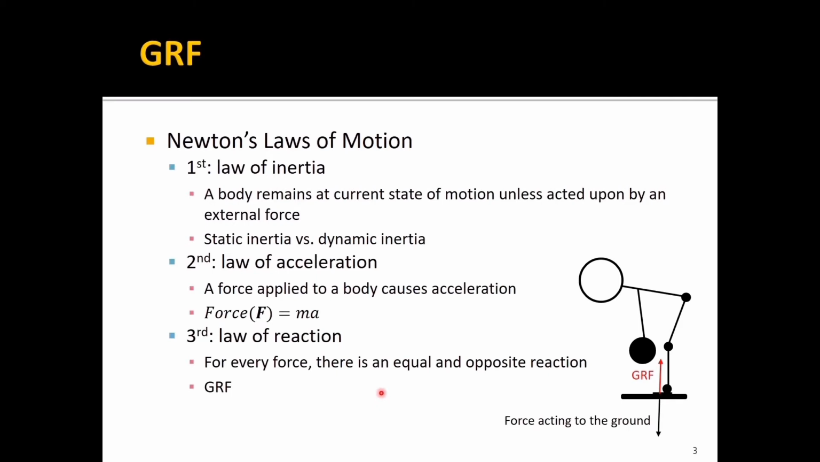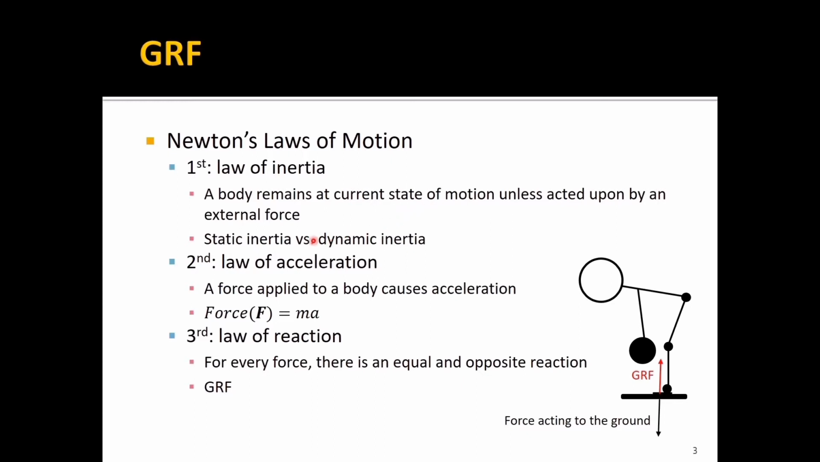Let me briefly explain Newton's laws of motion. There are three laws of motion here. The first law is the law of inertia. This law of inertia can be defined as: a body remains at its current state of motion unless acted upon by an external force. Here, current state of motion means current velocity.